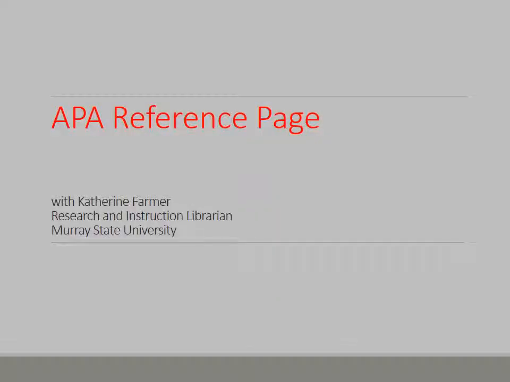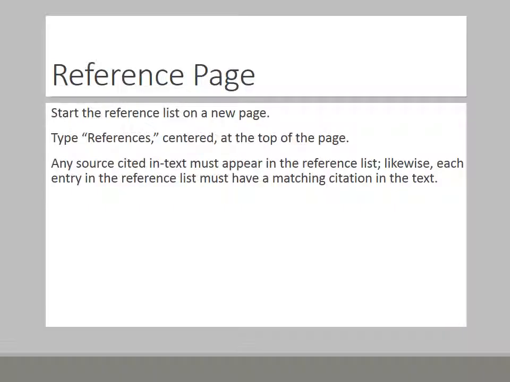This tutorial video will explain how to create a reference page using APA Style 6th edition. The final part of the paper you must create is your reference page. You must start the reference page list at a new page.